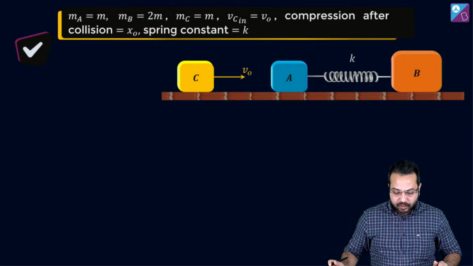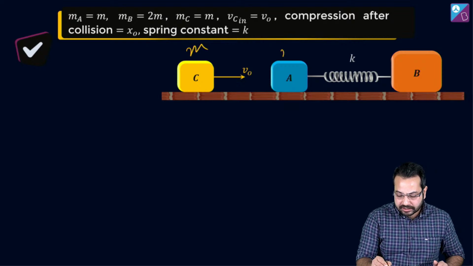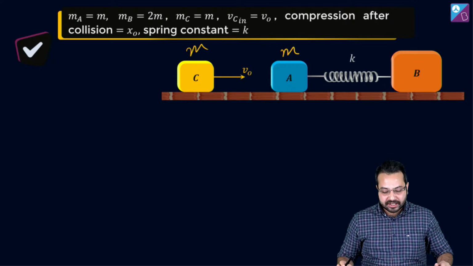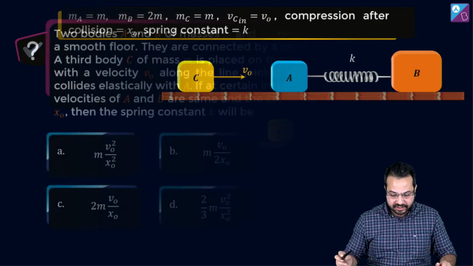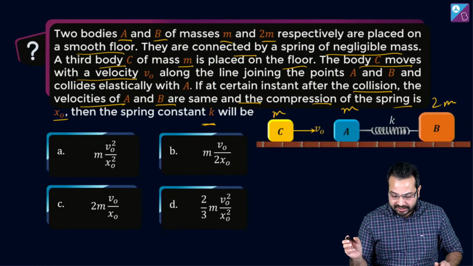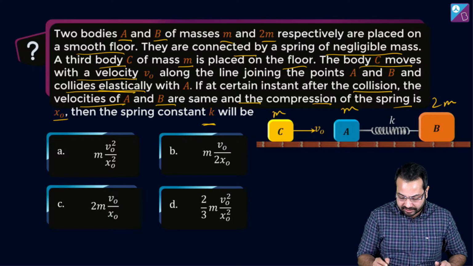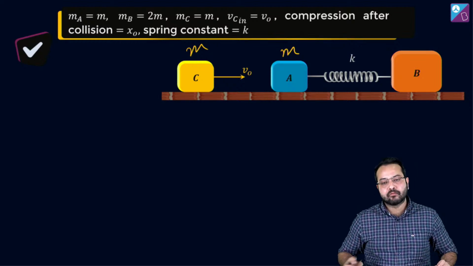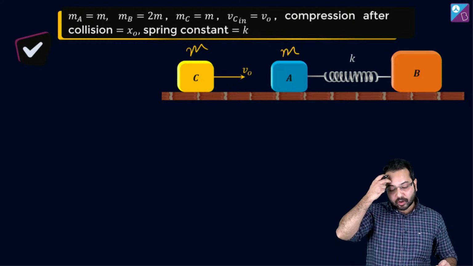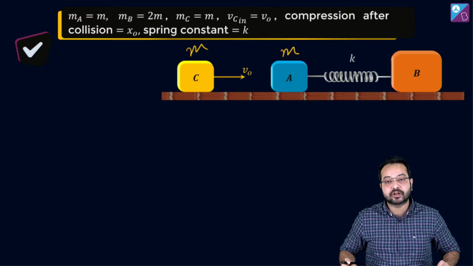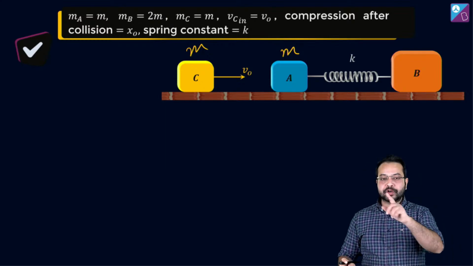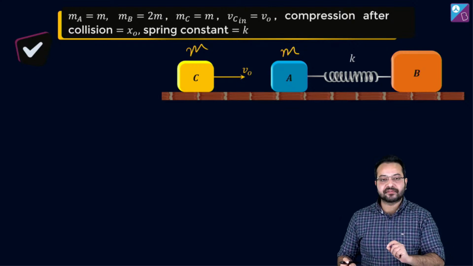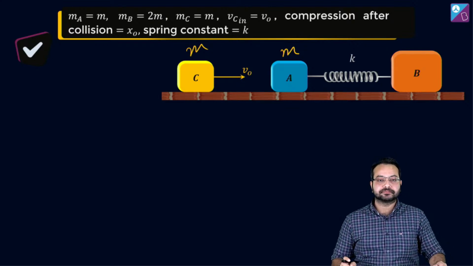All right, so what is happening over here? Small m, and this is also small m, and C is moving with a velocity v0, and it elastically collides with A. I think it is given in the question. Yeah, it collides elastically. Now if it collides elastically with A, what is going to happen? Can you tell me what will be the velocity of A after collision? So C is going to collide with A. Can you tell me what is the velocity of A just after the collision?